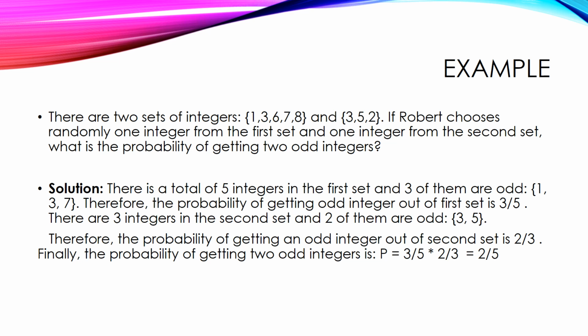Therefore, the probability of getting an odd integer out of the first set is 3/5. There are 3 integers in the second set and 2 of them are odd, 3 and 5. Therefore, the probability of getting an odd integer out of the second set is 2/3. Finally, the probability of getting two odd integers is P = 3/5 × 2/3 = 2/5.